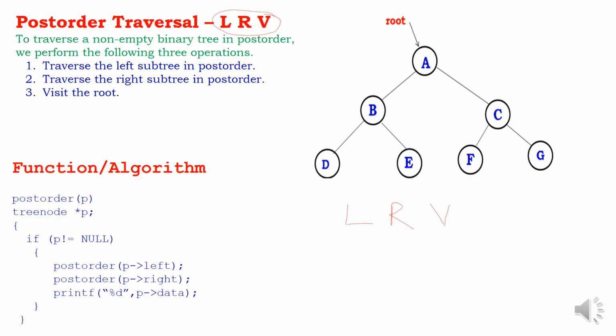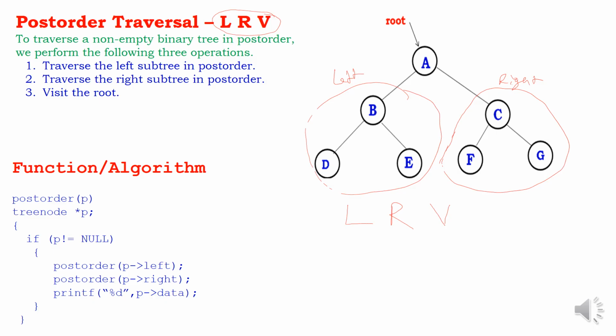Say, this is the binary tree where A is root node and B, D is left of the binary tree and C, F, G is right of A. So this is right subtree. So A is root node, it is having left subtree and it is having right subtree. So to traverse this binary tree in post order, traverse left subtree in post order, then traverse right subtree in post order, then visit root node.